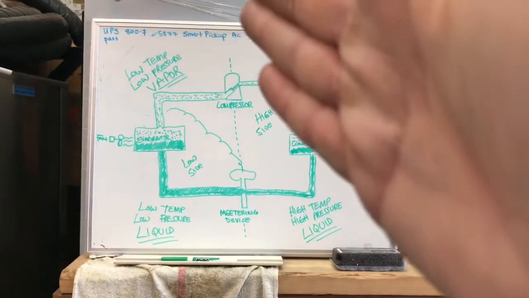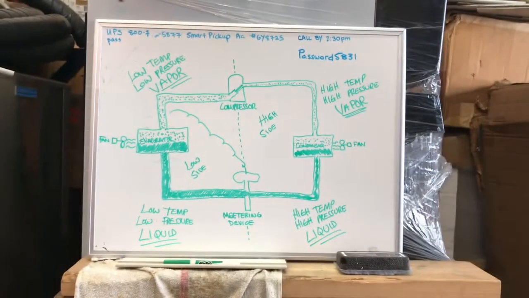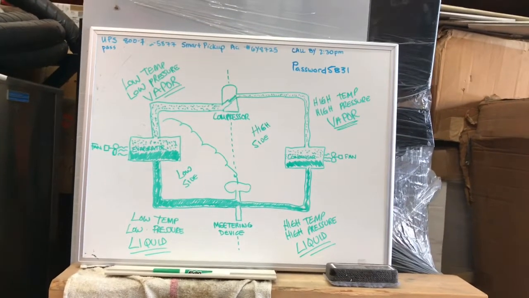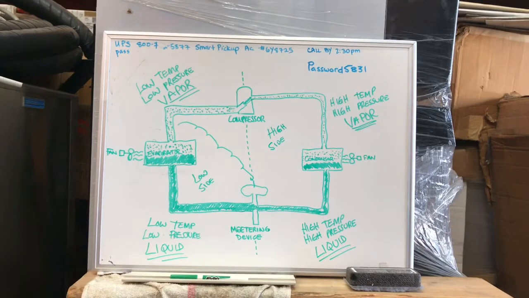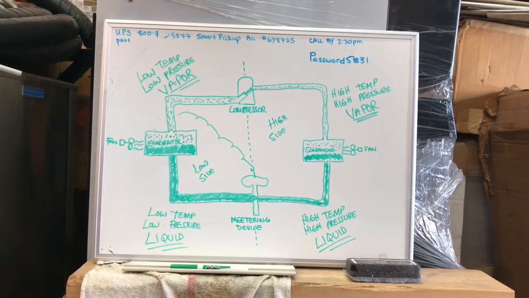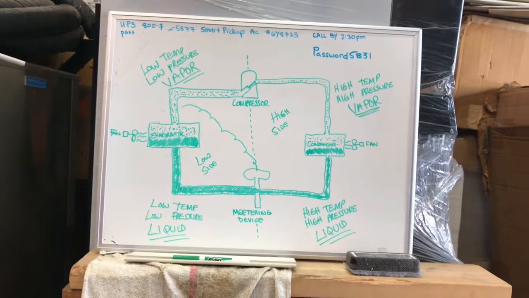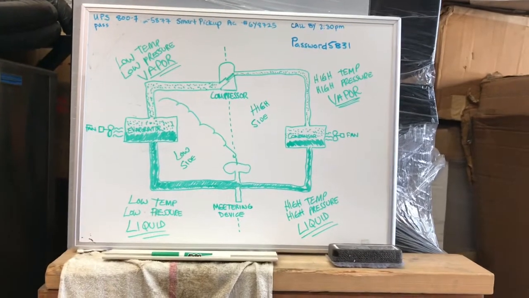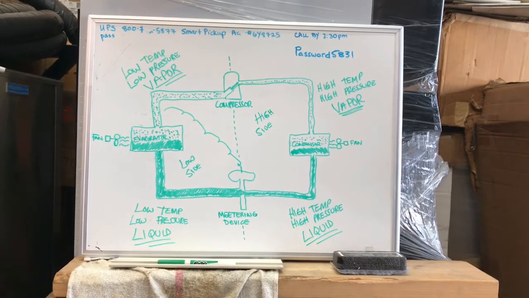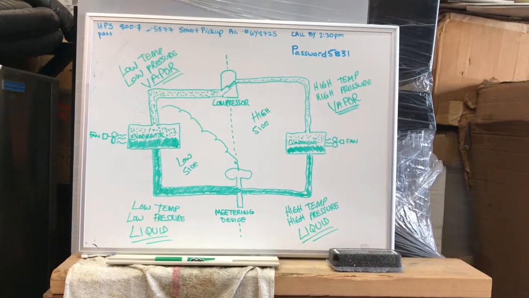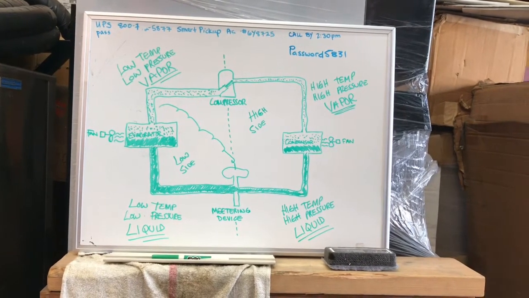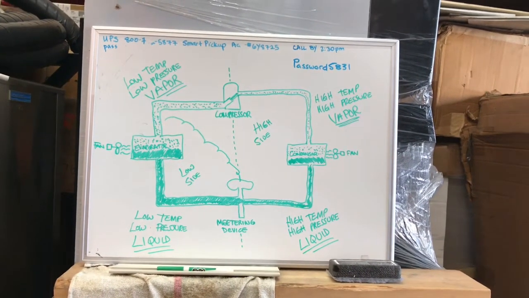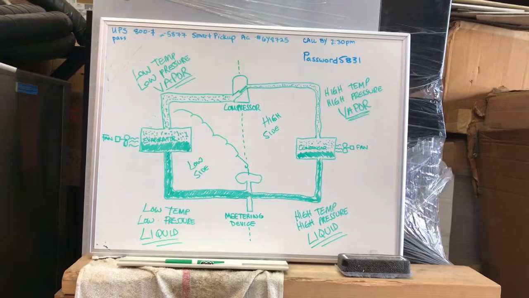Now, you can see there's a dotted line going down the middle of this diagram. That's because if you were to draw a straight line down, you would have half your system as a high side and half your system as a low side. Anything from this side over is your high side, anything from this side over is your low side. So your condenser, half your compressor and half of your metering device is the high side. And the evaporator, half the compressor, and the other half of the metering device is your low side.